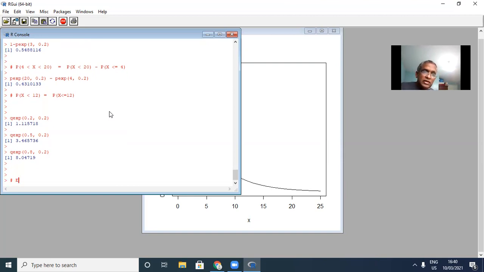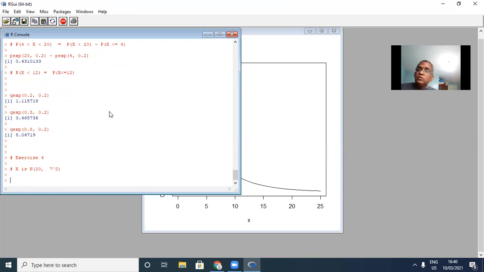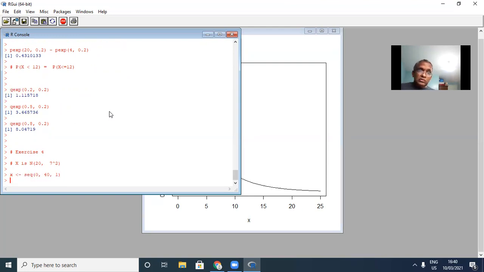All right, the next exercise is exercise number 4. Here, we are assuming that X is normally distributed with the mean parameter equal to 20 and the variance equal to 7 squared. So in other words, the standard deviation is 7. The first thing we want to do is plot the PDF over the range from 0 to 40. So let's define the range from 0 to 40, say in steps of 1.